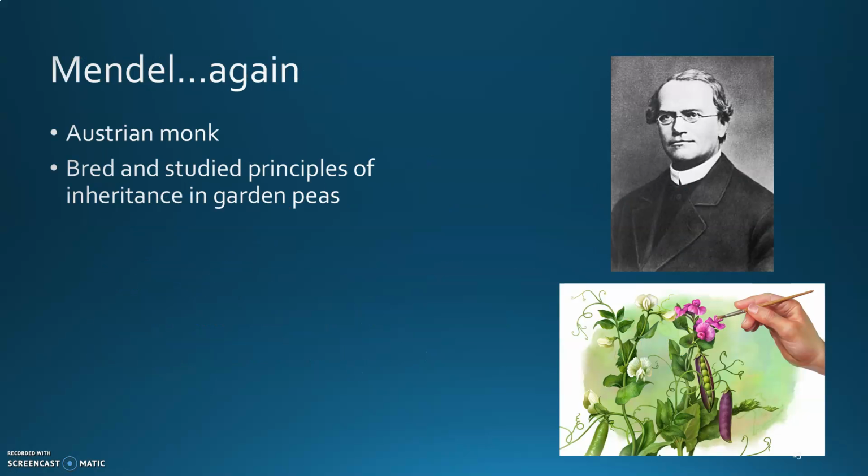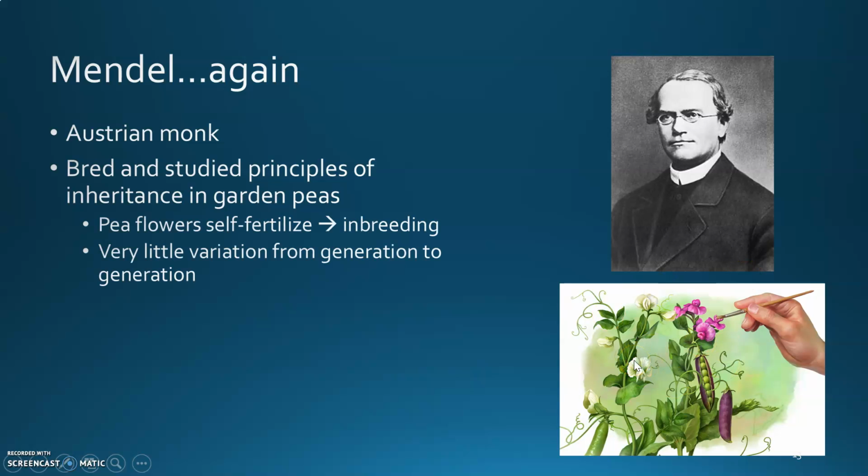And so when we talk about genetics, we have to start with the father of genetics, Gregor Mendel. Mendel is an Austrian monk who bred and studied the principles of inheritance in pea plants, which you can see down here. Pea plants are a great model to study inheritance because they self-fertilize, which leads to very little variation between the peas from generation to generation. And it allowed Mendel to identify specific traits within these peas and study them.